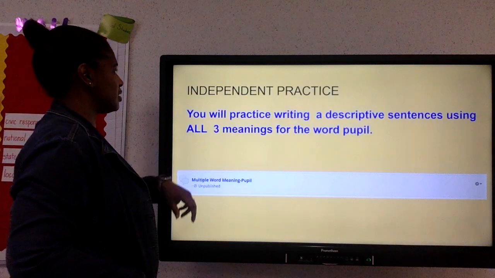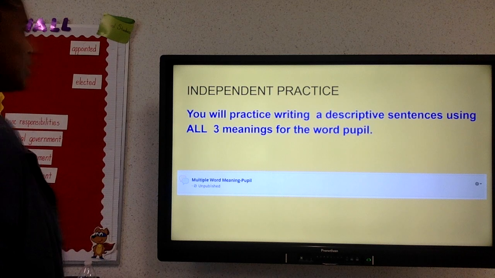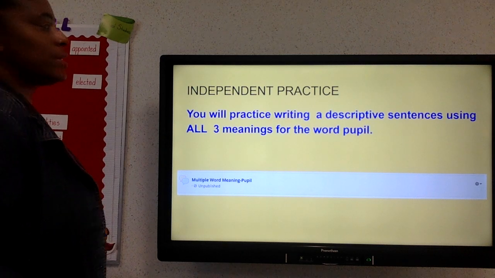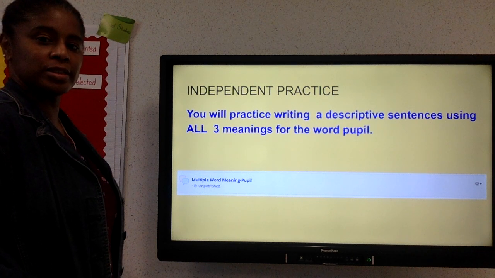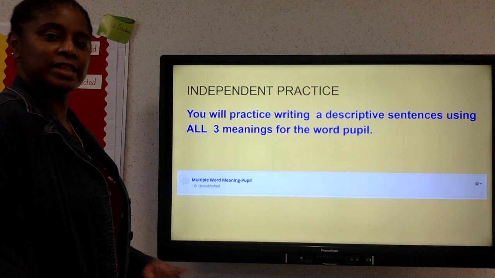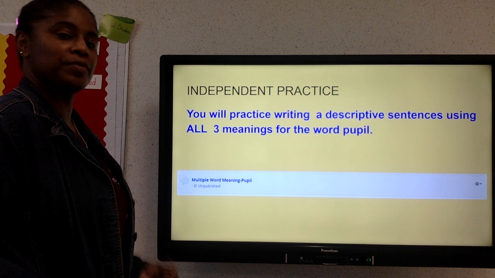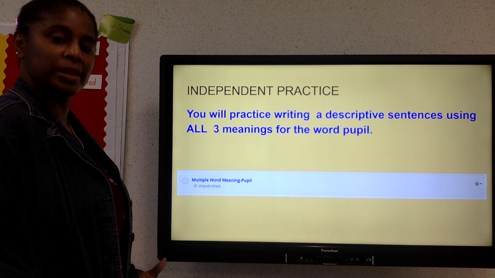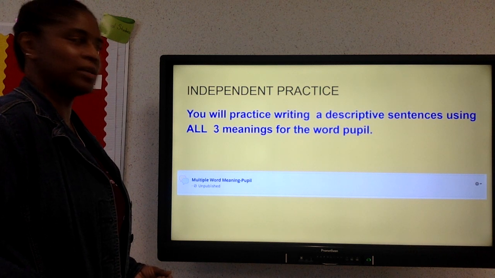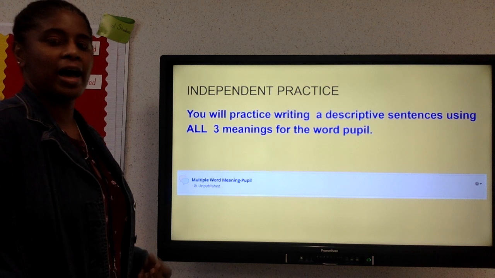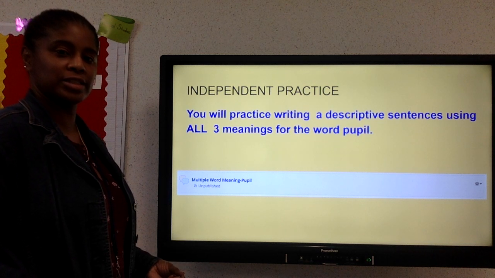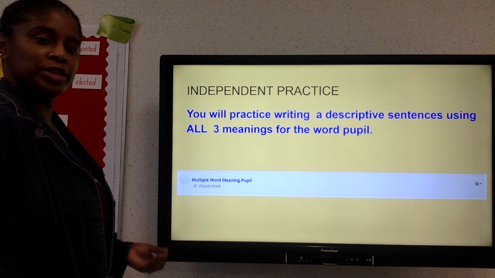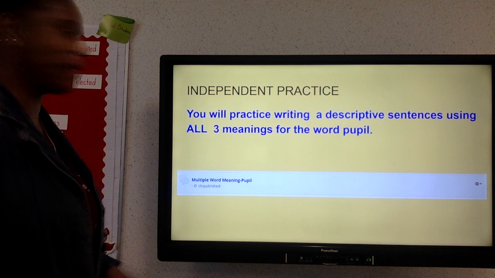He's being taught. So for independent practice, this is what you are going to do. You will practice writing a descriptive sentence. When I say descriptive, guys, I mean your sentence has to be long enough for us to get details from it so we can figure out the way the word pupil is used. We need to be able to figure out the meaning. If I say he is a pupil, that does not help me. I need to have more description in that sentence so I can figure out, pupil is a multi-meaning word. Which way are they using it in this sentence, okay?